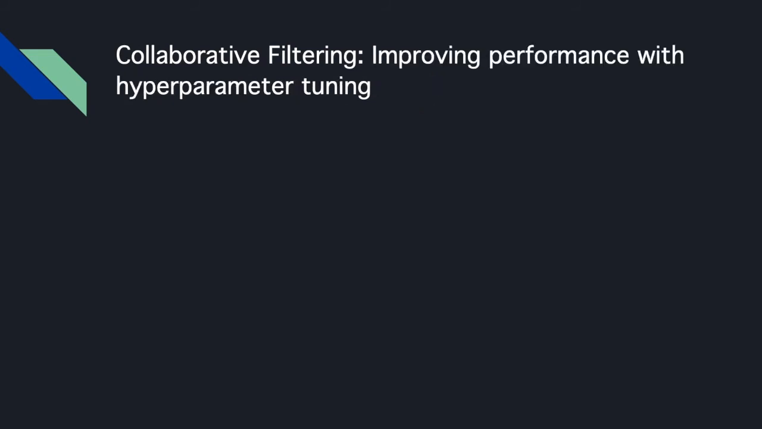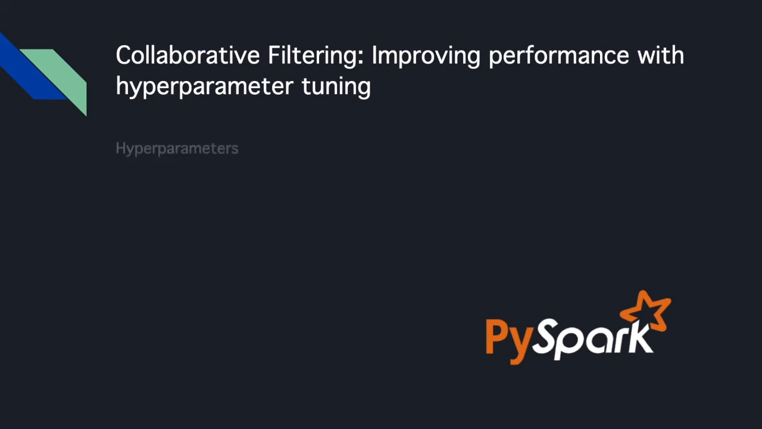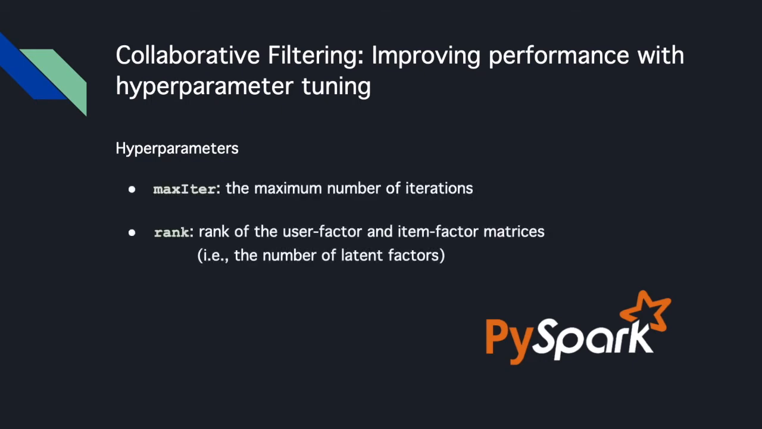To implement the ALS algorithm, we used the PySpark library. And in order to train the best model, we used hyperparameter tuning along with five-fold validation. To find the best hyperparameters, we tried different values for the maximum number of iterations, the rank of the user factor and item factor matrices, and the regularization parameter lambda. This way, we could find the values that gave the minimum loss for our dataset.